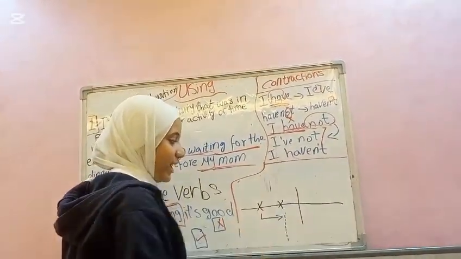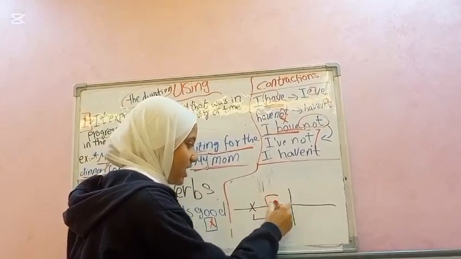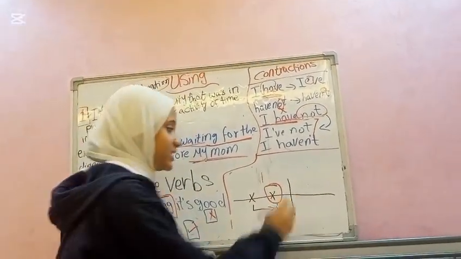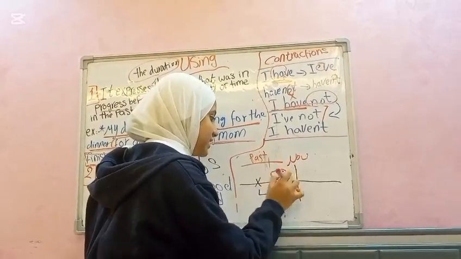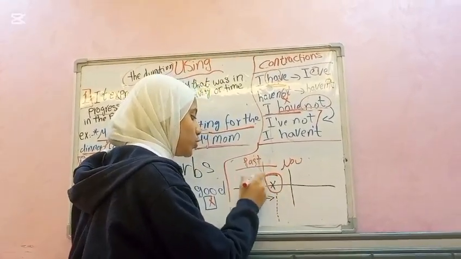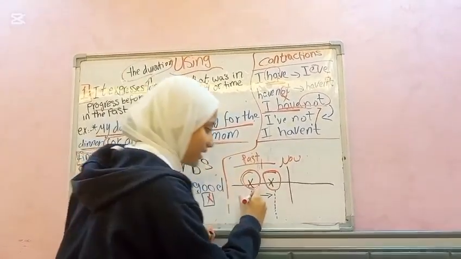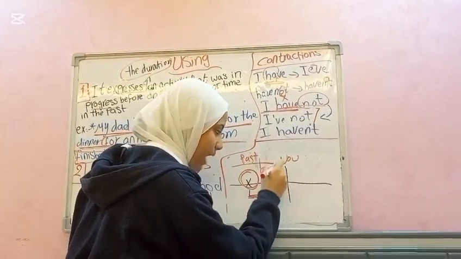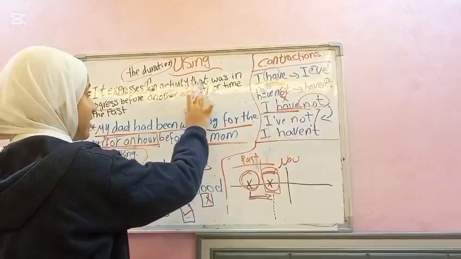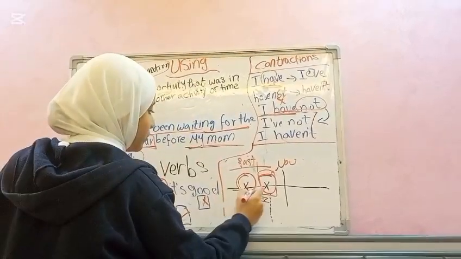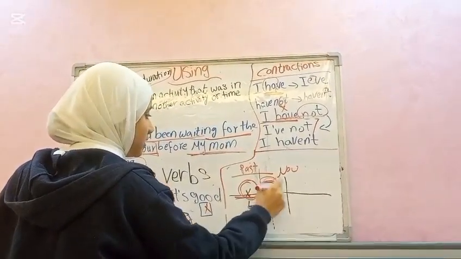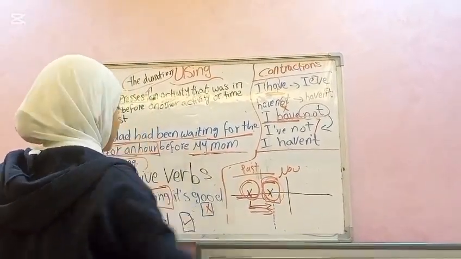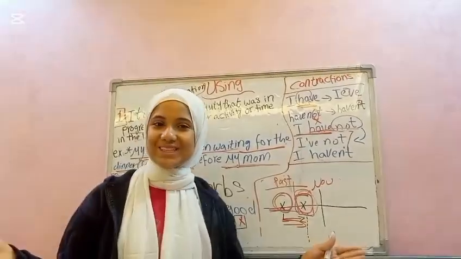This is our chart today. This is an activity or time in the past. This is now, and this is the past. This is an activity in the past. This is also an activity that was in progress before this activity or time in the past. An activity that was in progress before another activity in the past. This is our lesson today.